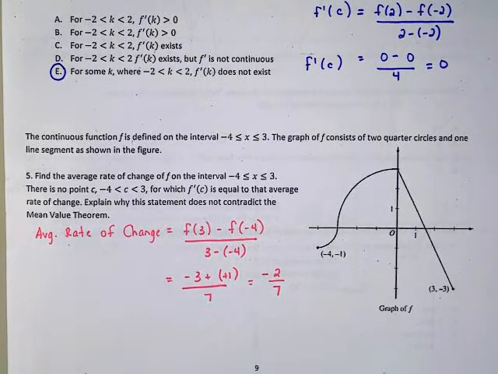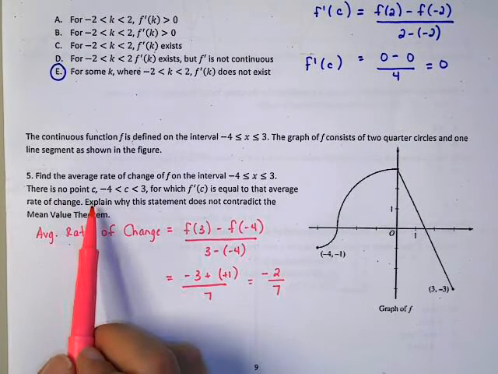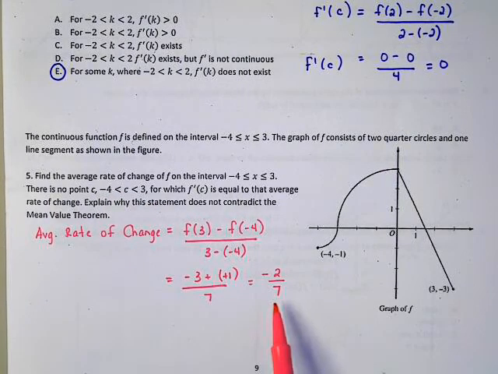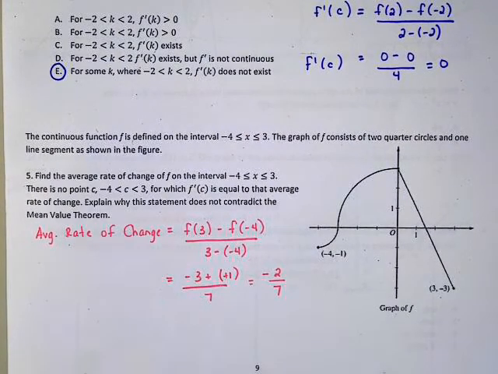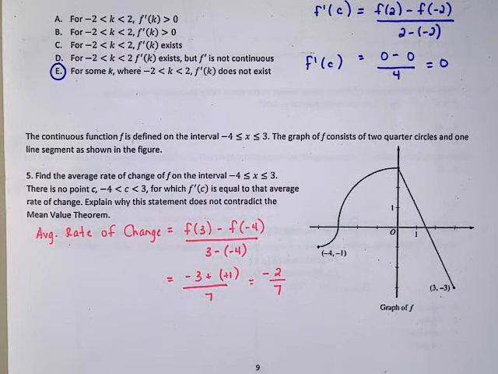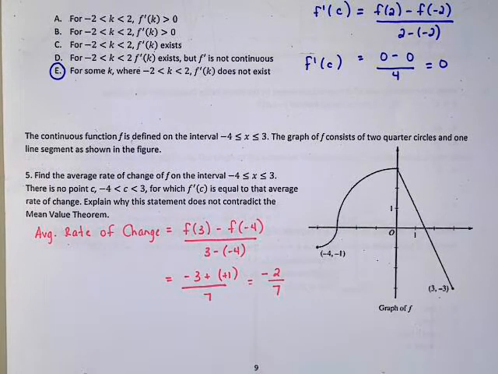Now the second part of the question says, there is no point between -4 and 3 for which the derivative is equal to this average rate of change. So it's a lot like the previous question. They're telling you the mean value theorem doesn't work. The derivative does not equal the average rate of change. Explain why this does not contradict the mean value theorem.